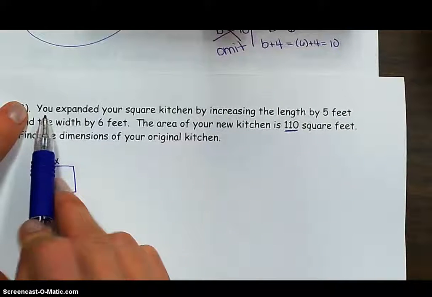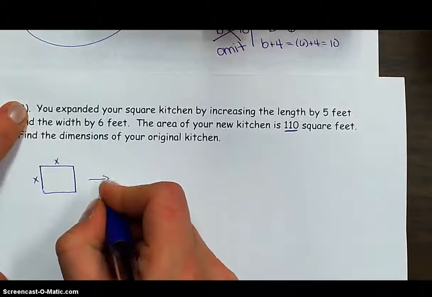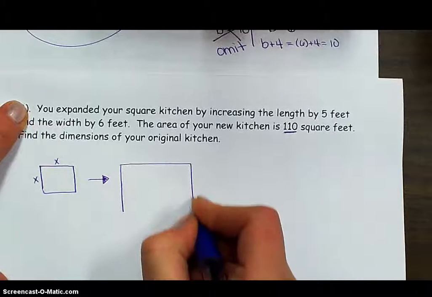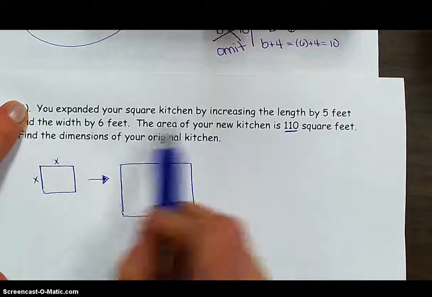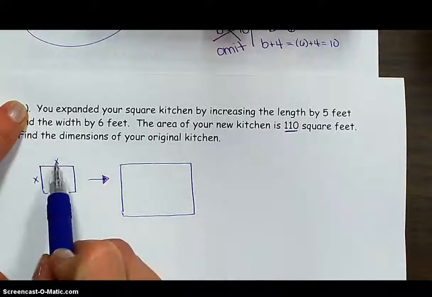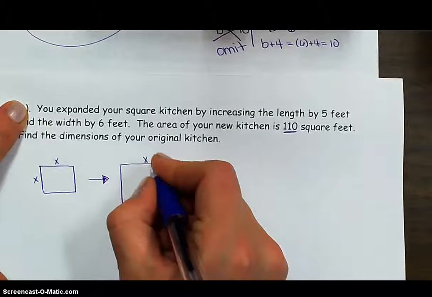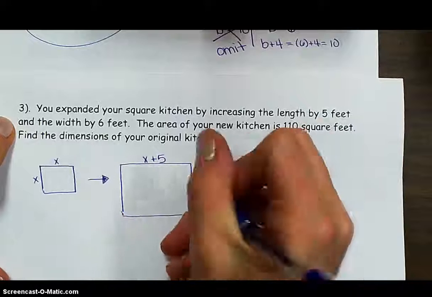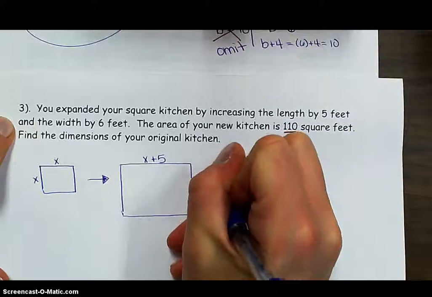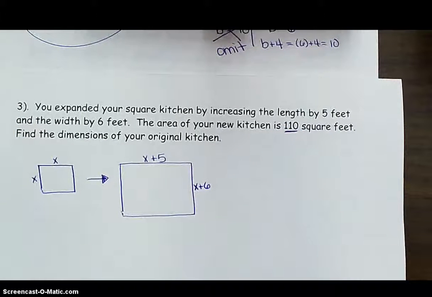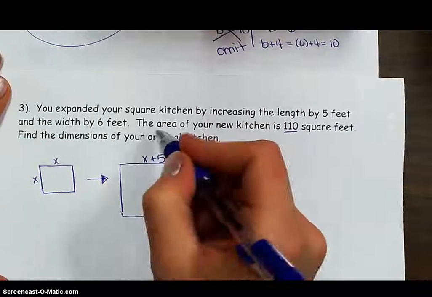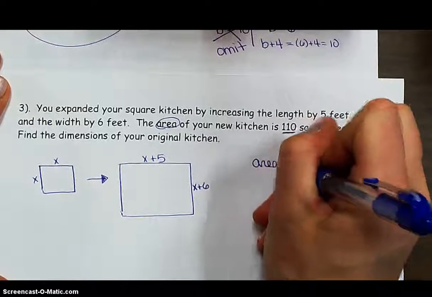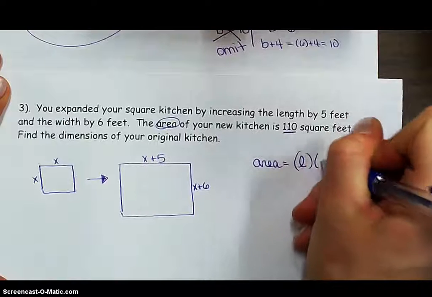So here's what we have to do. We have to create a new kitchen. Okay, so this new kitchen is going to increase the length and the width. And we're going to increase the length by 5 feet. So the length was x, so now it's going to be x plus 5. And we're going to increase the width by 6 feet. So now our width is going to be x plus 6. Okay, now the key word they gave us here is, once again, area. So we know area is equal to length times width.